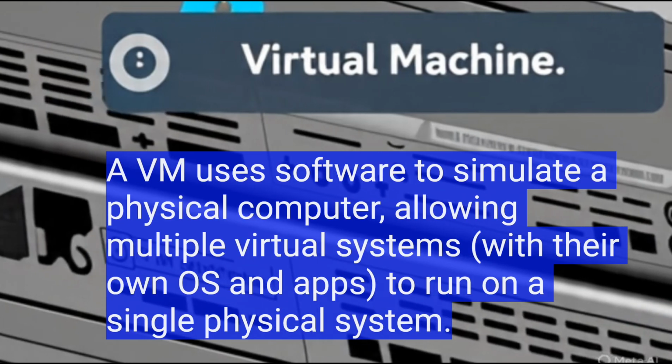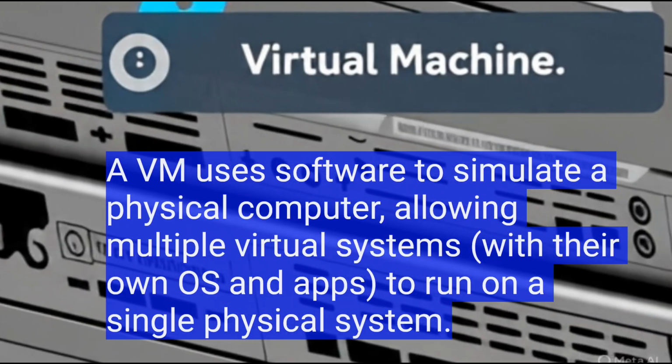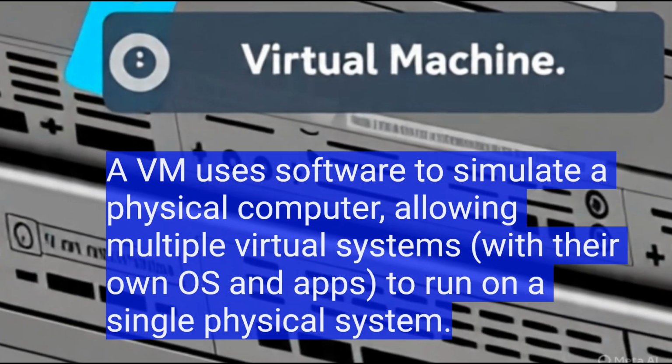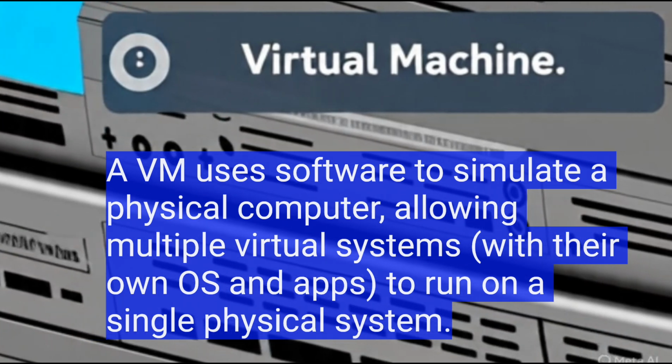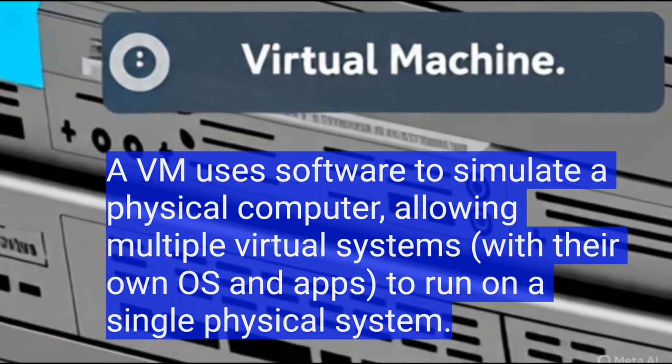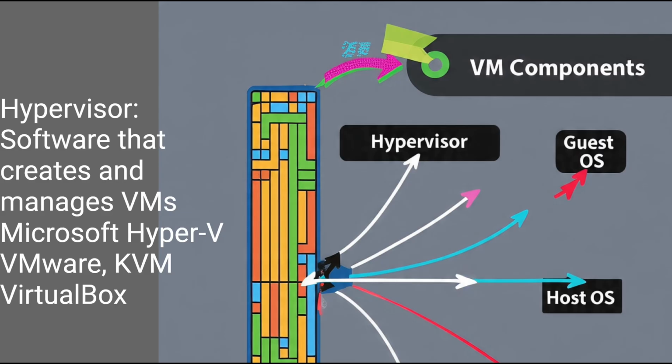A virtual machine uses software to simulate a physical computer, allowing multiple virtual systems with their own operating system and applications to run on a single physical system. Key components of virtual machines are the hypervisor, software that creates and manages virtual machines. Examples: Microsoft Hyper-V, VMware, KVM, and VirtualBox.